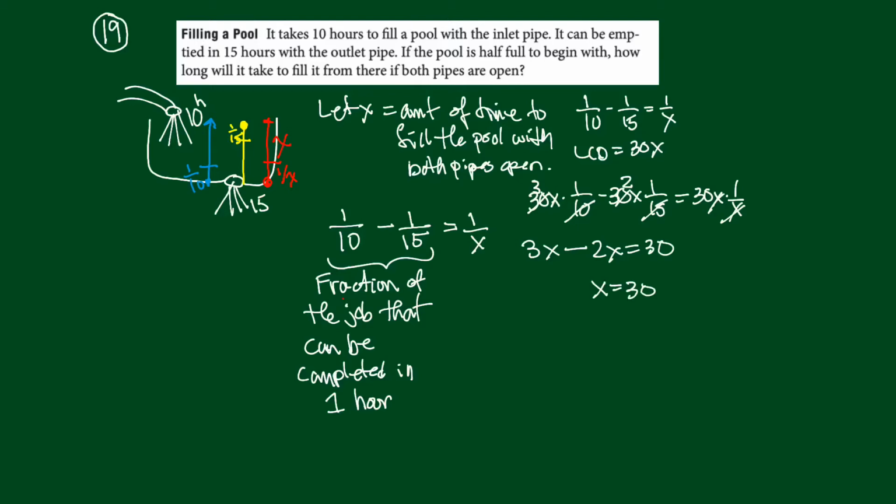x equals 30. Now this is a word problem, so follow it all the way back. What was x to begin with? x was the amount of time it takes to fill the pool with both pipes open. So our answer is not x equals 30, but rather 30 hours. So with both pipes open, it takes 30 hours to fill this pool.